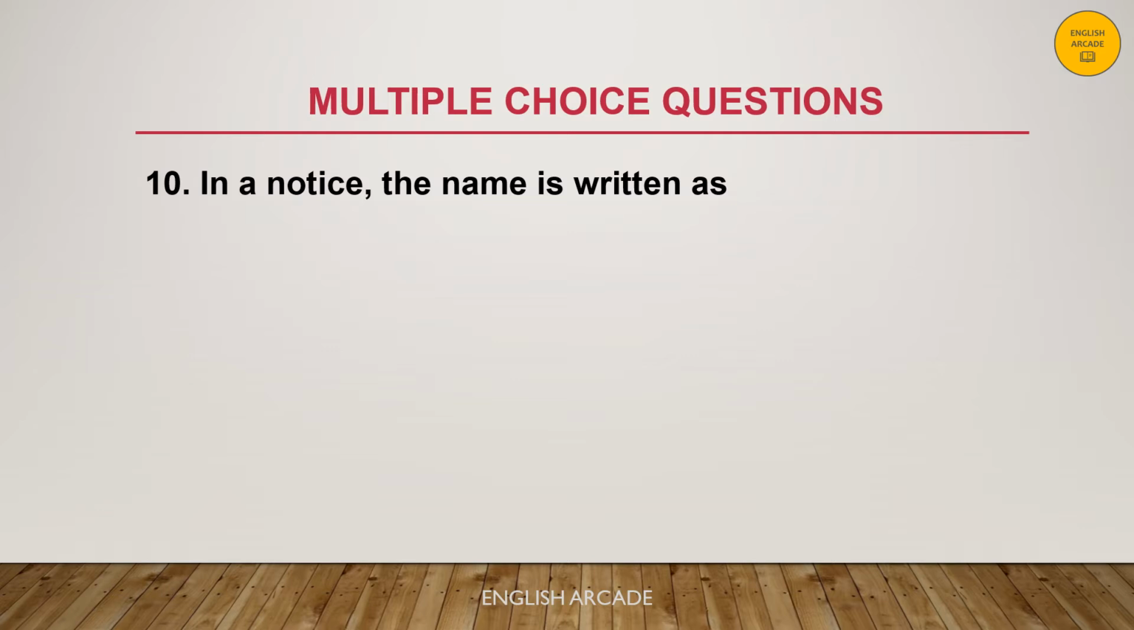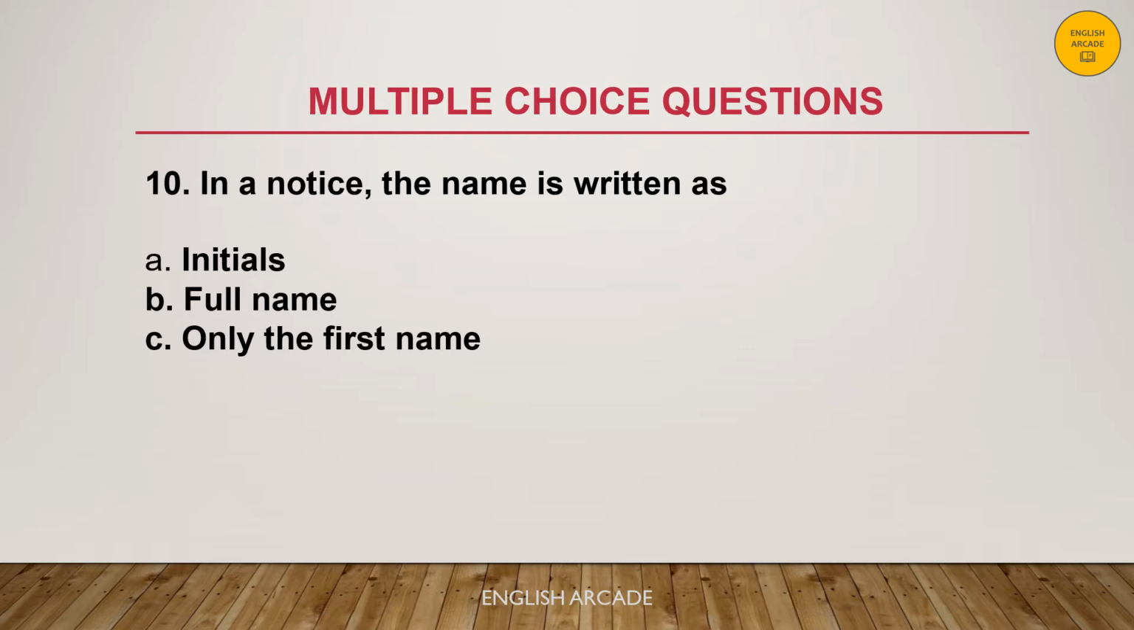Question 10. In a notice, the name is written as A, initials only, B, full name, C, only the first name, or D, any of the above. So friends, the answer is not any of the above. We do not accept initials or only the first name in a notice. It is the full name of the issuing authority which should be mentioned at the end of the notice. So the name is written as the full name. B, therefore, is the correct answer here.